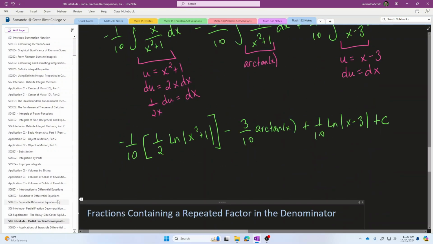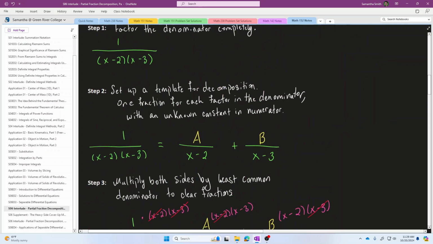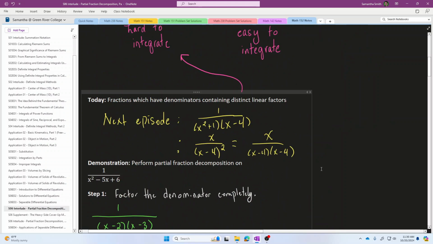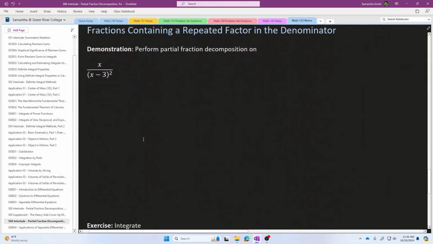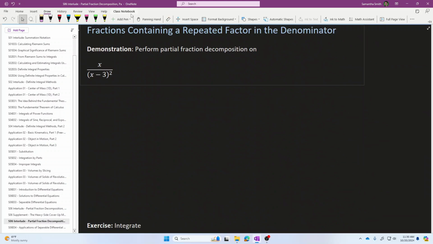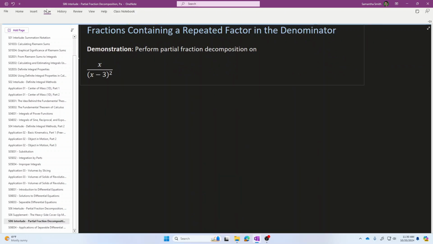Now, the other case that we were not able to handle in the video from before is this case where our denominator contained a repeated factor. For example, if you had x minus 4 squared, which was x minus 4 times x minus 4. Once again, the only real difference between a situation like that one and the situations that we've dealt with in the past is how the template is set up.